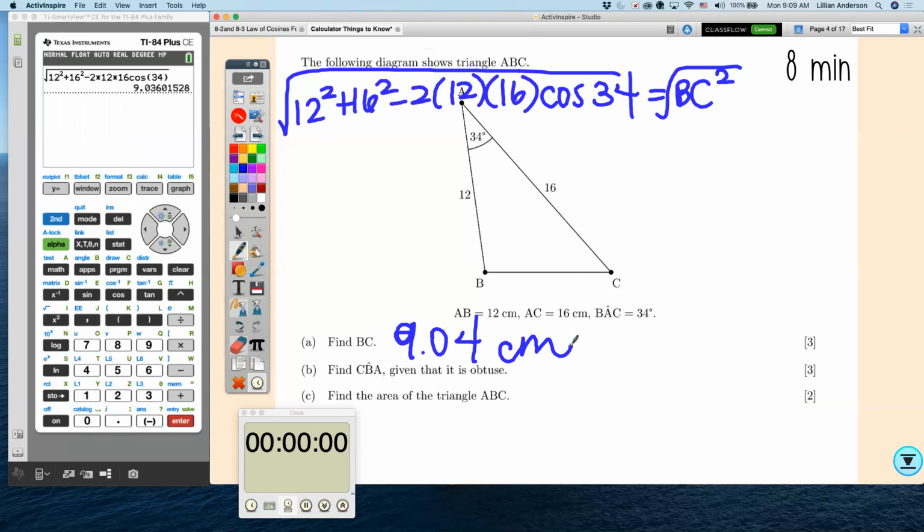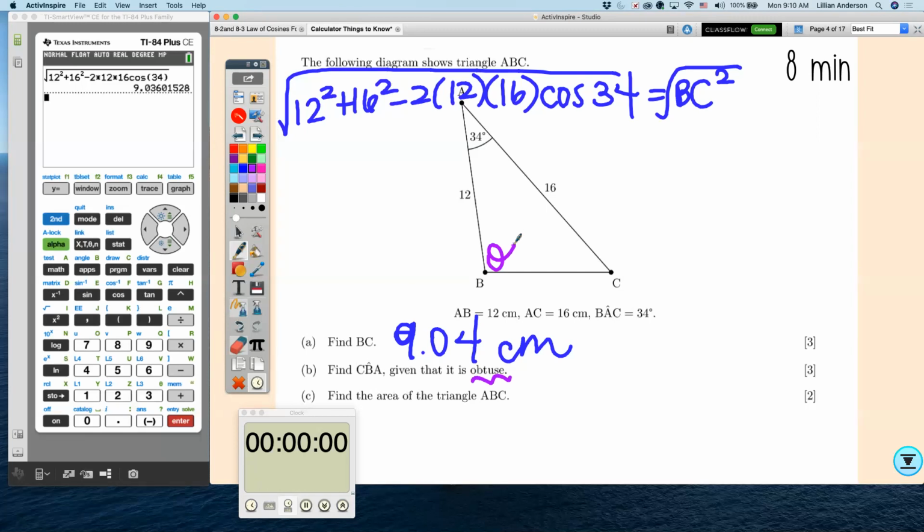Now it says to find CBA, given that it is obtuse, meaning its angle measure needs to be greater than what, Nyla? It needs to be greater than 90 degrees. So if I get an answer that's not greater than 90 degrees, what do I need to do to it in order to get an angle that's greater than 90 degrees? Malin, what would I need to do if I got an angle that wasn't obtuse? Not complement, the other word. I would need to find the supplement. All right, so CBA is this angle.